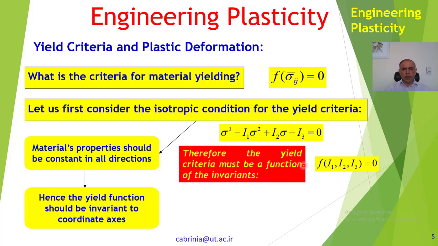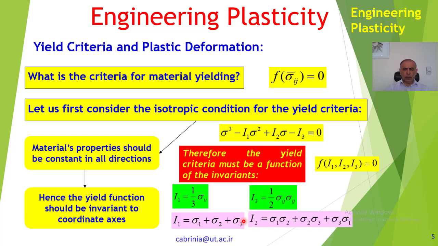Therefore, we say that this F should be a function of these three invariants. Okay, so you now see why we developed this invariance, and obviously these invariants are I1, I2 and I3, in tensor notation, and also in summation of these sigma 1, sigma 2 and sigma 3.